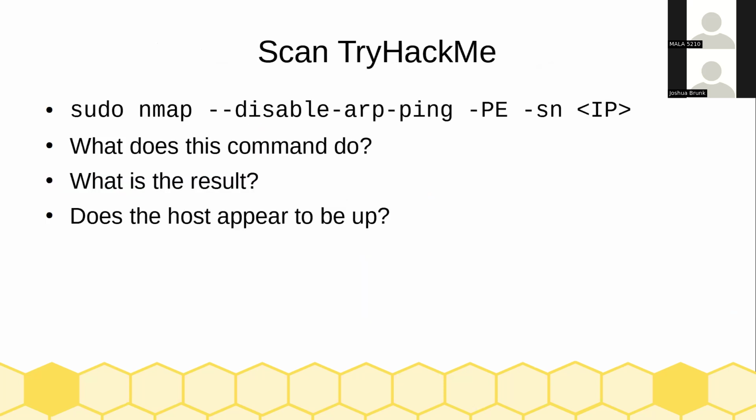Now in the TryHackMe room, if you haven't already, you want to hit Start Machine. I think it's in the top right corner, and you'll want to try to run this command against your machine and see what you get back. In place of the IP, you'll want to put the IP address that TryHackMe gives you, to experiment.